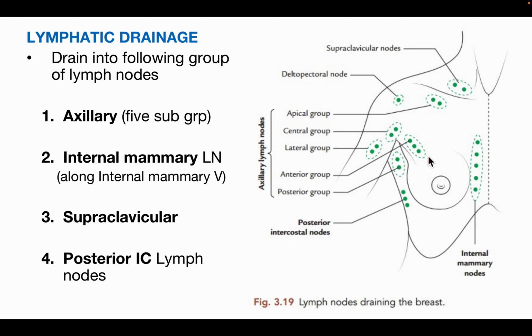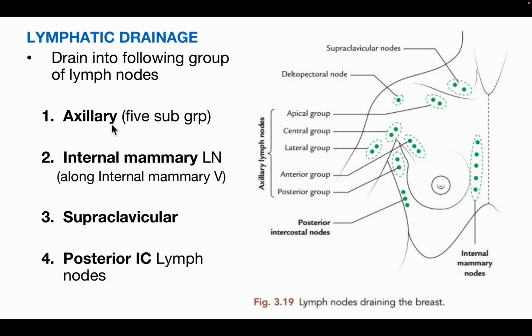Can you see this is known as the mammary gland. So here the lymph nodes are known as internal mammary lymph nodes. This is known as the clavicle. So above the clavicle there are supraclavicular lymph nodes, and below the clavicle, if you see here, the apical lymph nodes, and this is known as the posterior intercostal lymph nodes.